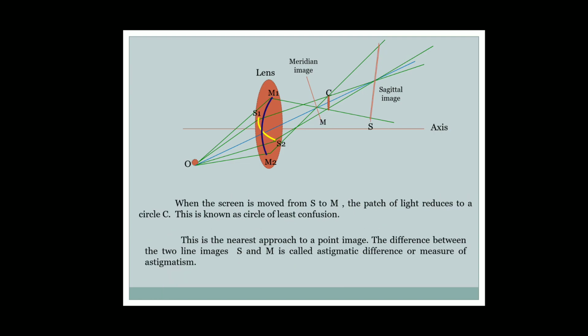Now, when the screen is moved from S to M, the path of light reduces to a circle C. This is called the circle of least confusion. So at C, the image is not a straight line; it is just like a circle whose radius is very small. That is called the circle of least confusion. You see there that at C, there is a circle of image. Already, this type of image was discussed in spherical aberration and chromatic aberration also.